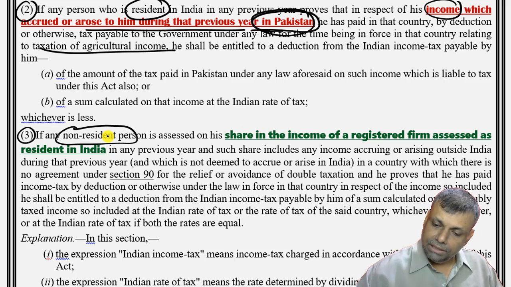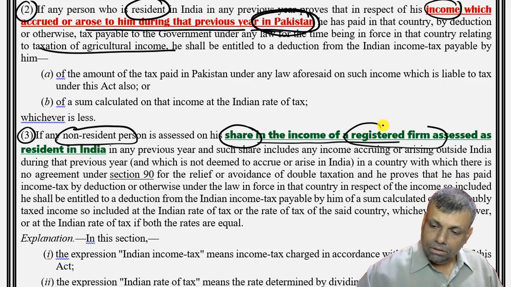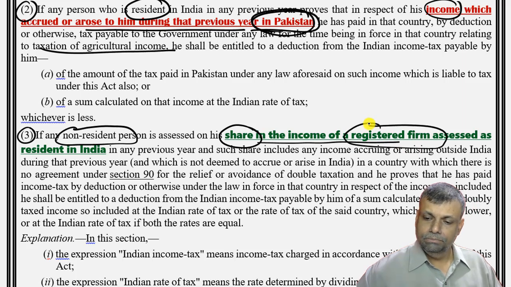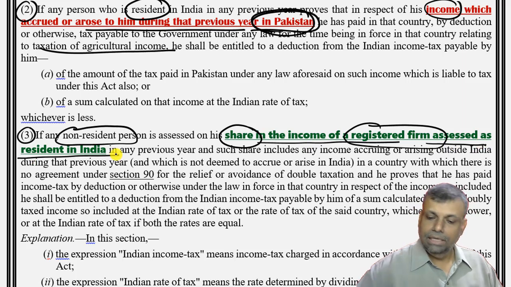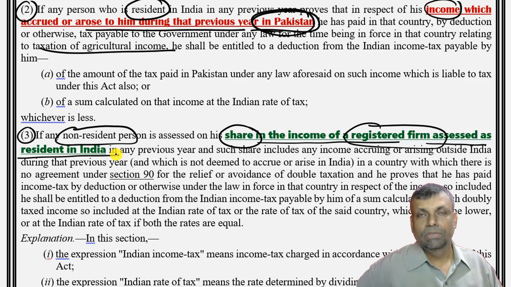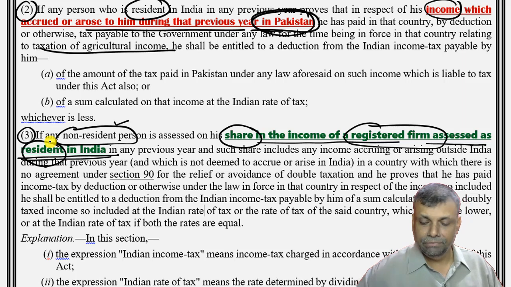Okay, so non-resident, and you have a share in the income of a registered firm, assessed as a resident in India. So the situation is like that. You are a non-resident. Okay. You have a share of income from a registered firm which is assessed as resident in India. So basically a resident firm.